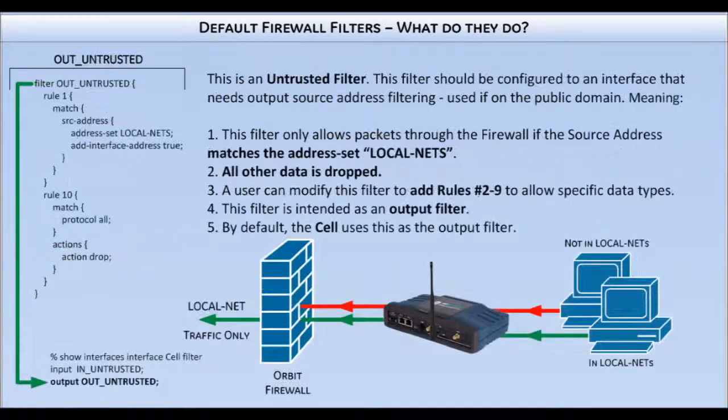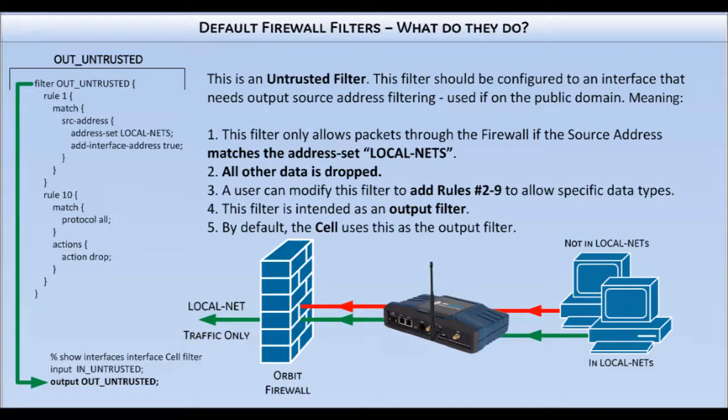The last pre-configured filter is the out untrusted filter. This filter is the strict version of the out trusted filter. This filter should be used on an interface connected to the public network. It'll allow only local nets data to pass through the firewall out of the ORBIT, plus any user-configured rules allowing additional traffic types.